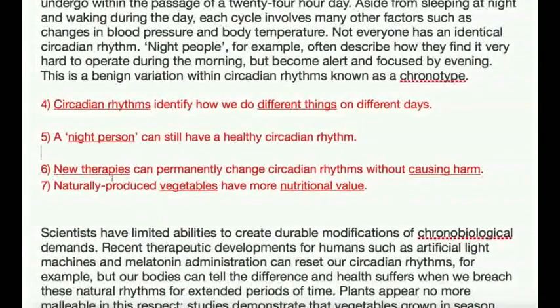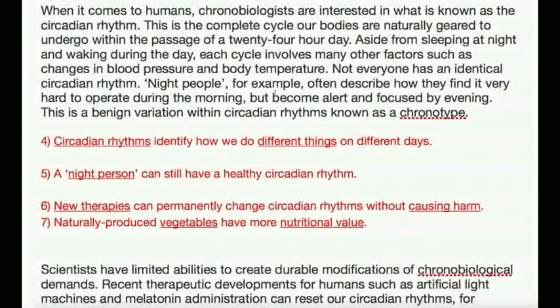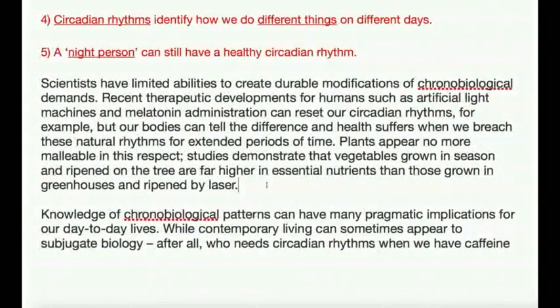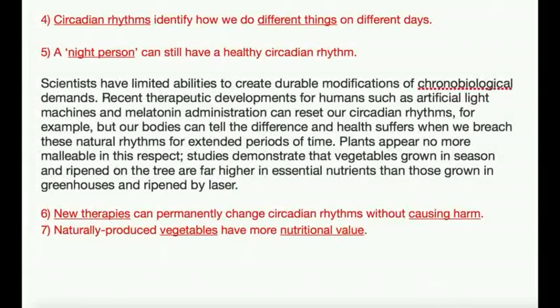Next, we're looking for new therapies can permanently damage. So if we go down, there's nothing about new therapies here. So we'll copy and paste that and look at the next paragraph. So new therapies. Scientists have limited ability to create durable modifications. Recent therapeutic developments for humans. So new therapies, therapeutic developments, recent. So that means the same thing. We talk about causing harm. So if we go through, talks here about health suffering. So that looks like where that one is.